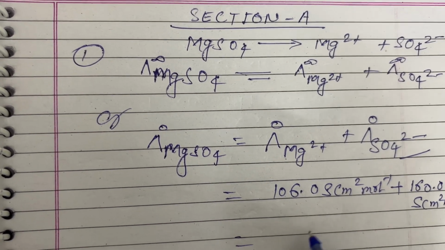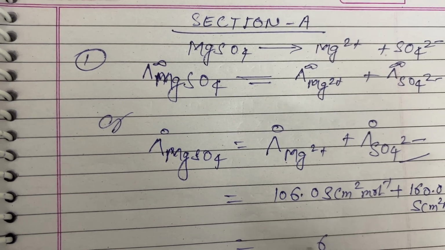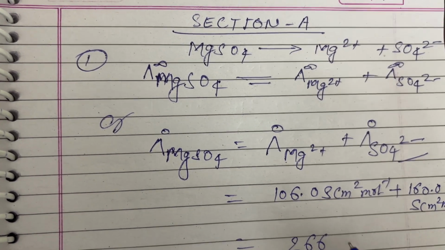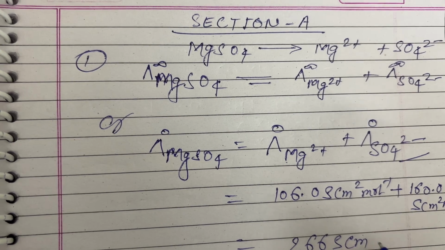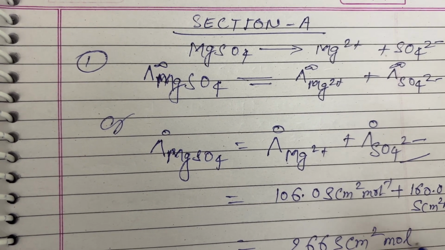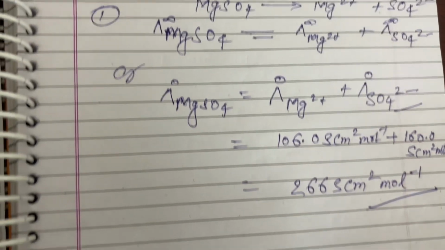So after adding, you will get 266 Siemens centimeter square per mole. So this is the answer. Hope you got the concept.